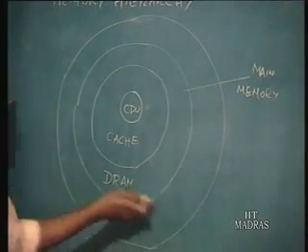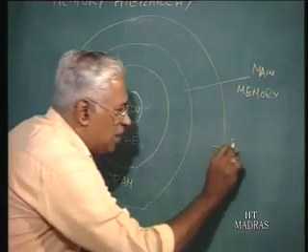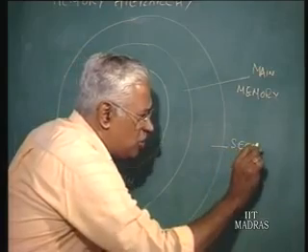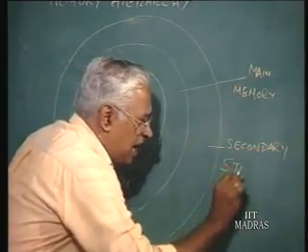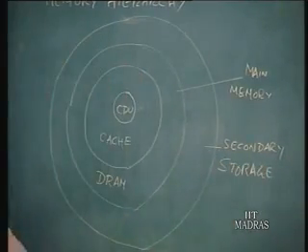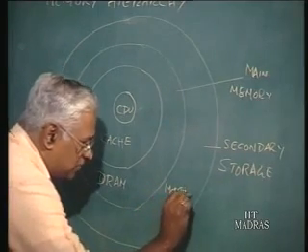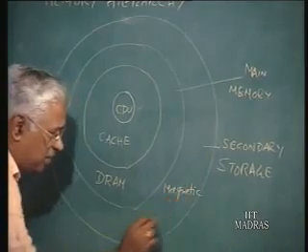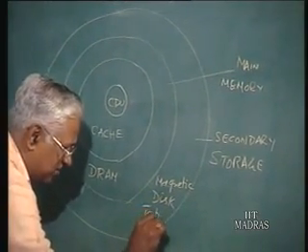Then the one outer than this generally is called a secondary. It used to be called secondary memory. Now, these days generally we have the term storage reserved for this particular one. Secondary storage, usually this is consisting of some magnetic devices, say disks, this may be tape or whatever it is.